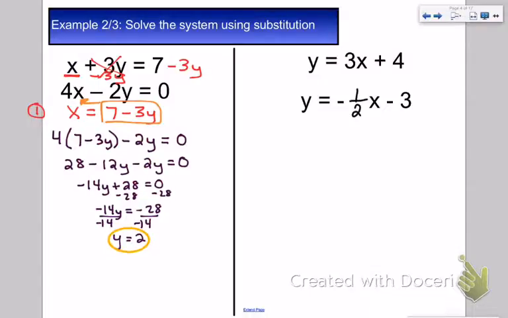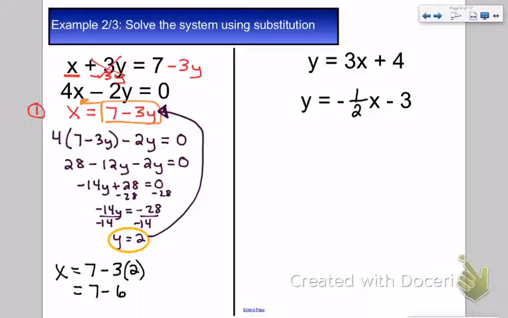Again, I have one part of it done, but I'm still not finished. I need to take that y is equal to 2 and plug it in for the y in my isolated equation. So it tells me x is equal to 7 minus 3 times y, and in this case y is equal to 2.